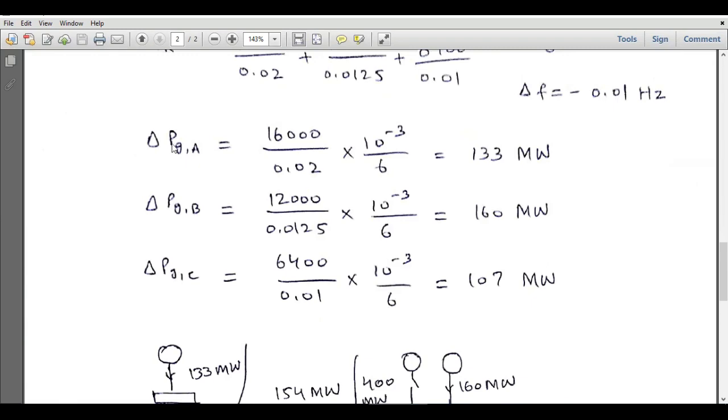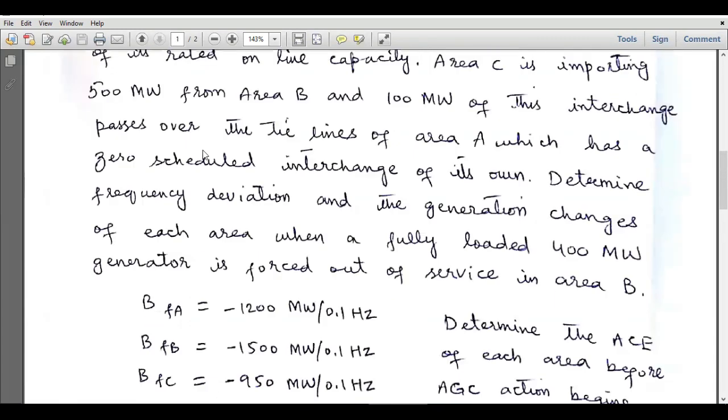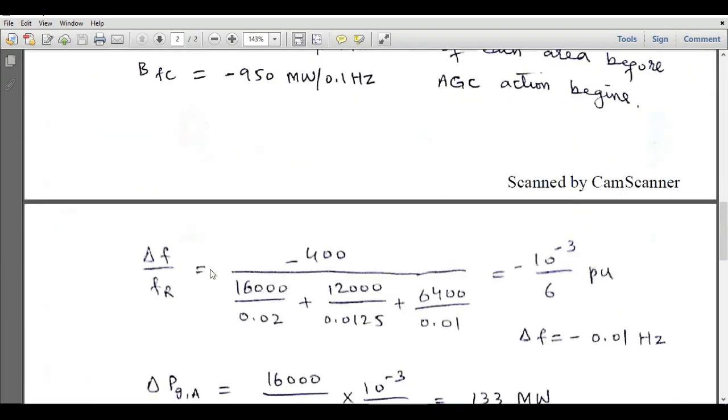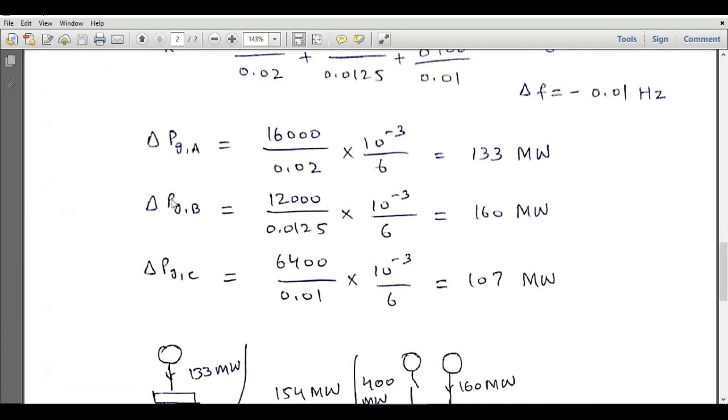Now, let's calculate delta PGA, delta PGB, delta PGC after that incident, right? So 400 megawatt generation has been reduced in area B. So after this incident, the net powers in all the areas are calculated using these expressions. So these are the same expressions which we discussed earlier. So after applying these equations, delta PGA will be equal to 133 megawatts, delta PGB is equal to 160 megawatts, and delta PGC is equal to 107 megawatts. So this is how all the remaining working generators in all the three areas will compensate that deficiency of 400 megawatts. So if we add these three powers, we will get 400 megawatts, and that deficiency of 400 megawatts will be compensated by all the other working generators in all the three areas.